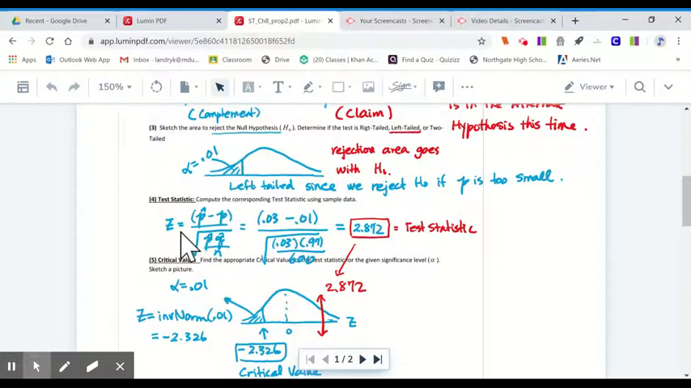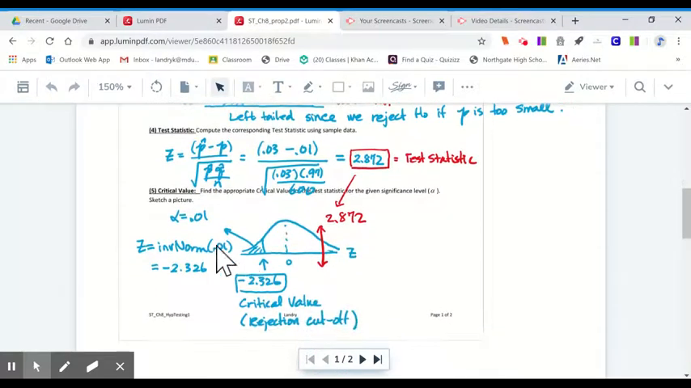So the z-score is our test statistic: p hat minus p, over the standard deviation. So p hat is 0.03, p is 0.01, and plug in the rest, and we get positive 2.872. Okay, and step 5, the critical value is now alpha of 0.01 to the left, so that's inverse norm of 0.01. That is negative 2.326.